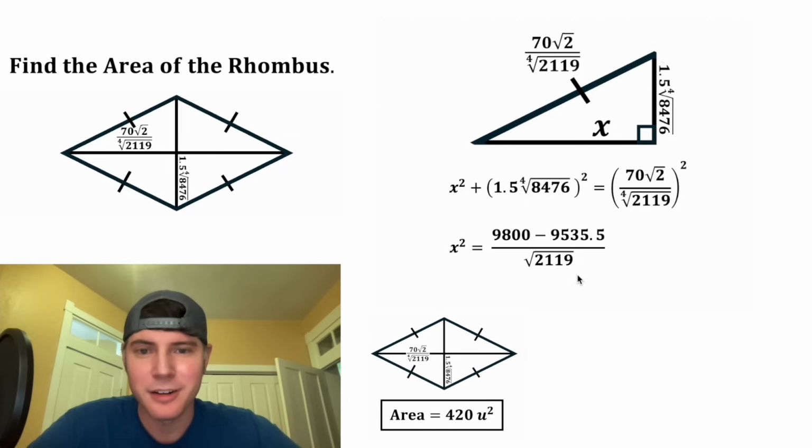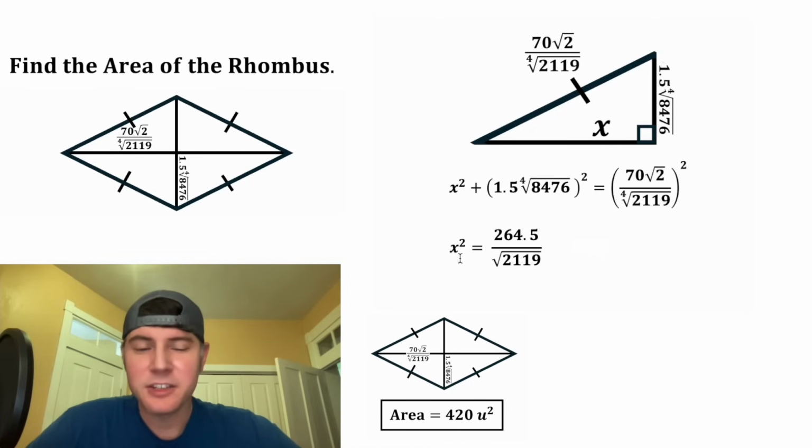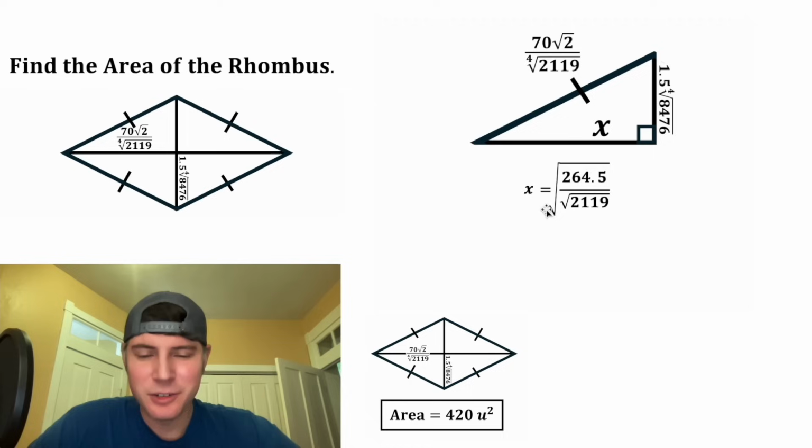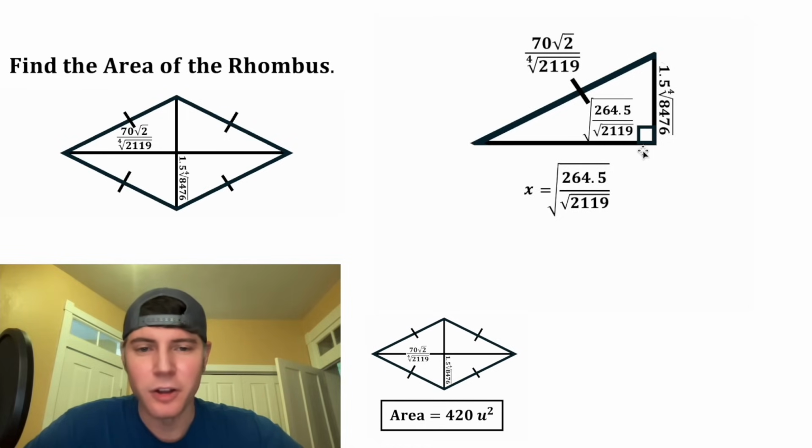Since these 2 fractions have a common denominator, we can express them as a single fraction with the same common denominator. And 9800 minus 9535.5 is equal to 264.5. To get x all by itself, we can square root both sides of the equation. On the left-hand side, the square root and the square will cancel each other out. And now we've solved for x. X is equal to the square root of all this stuff. So we can update this x to be the square root of all that stuff.